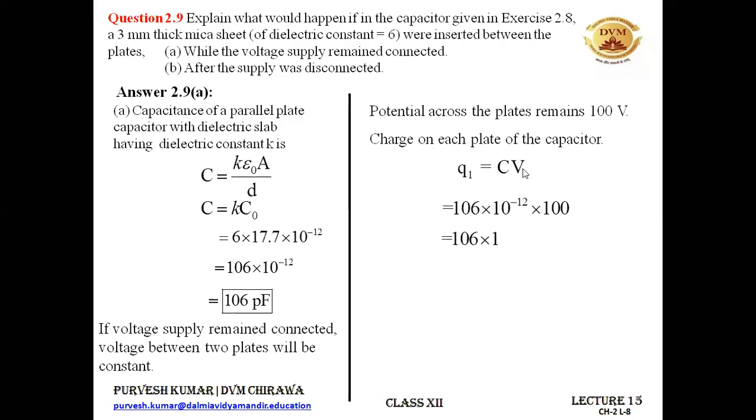So the charge stored comes out to be 1.06 into 10 to the power minus 8 coulomb, or you can say 106 into 10 to the power minus 10 coulomb. All right. So this is the charge stored on the plates of the parallel plate capacitor when you insert a dielectric slab of dielectric constant 6 and you have not disconnected the battery. The battery was still connected to it so that it can easily give it more charge. All right. So this is case one, a very simple one.